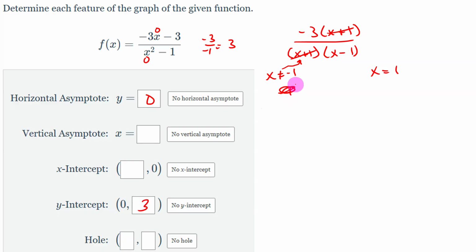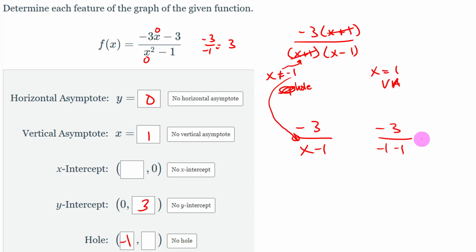Or I'm sorry, let me write that. That's the hole. So x of negative 1 is going to produce a hole. This doesn't cancel out, so this is the vertical asymptote. And we're left with negative 3 over x minus 1. So I'm going to plug in negative 1 to get the hole and get negative 3 over negative 2, which is positive 3 over 2, negative over negative.